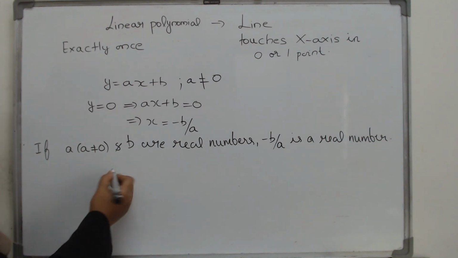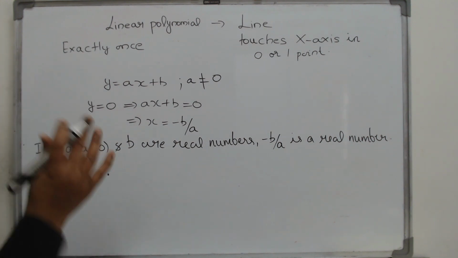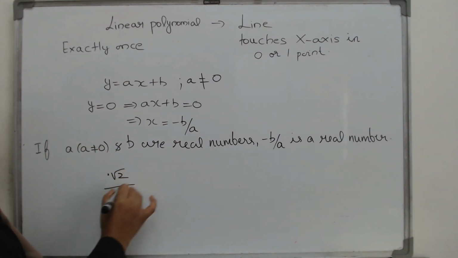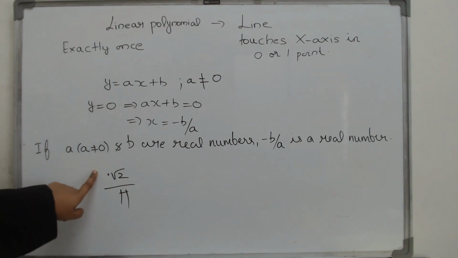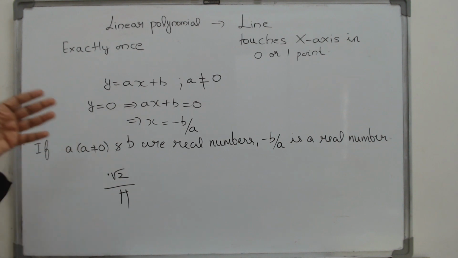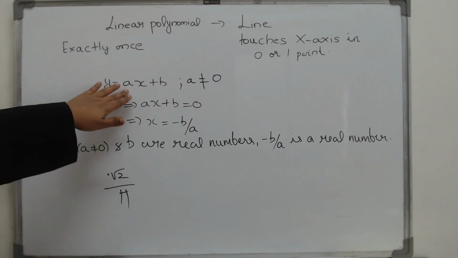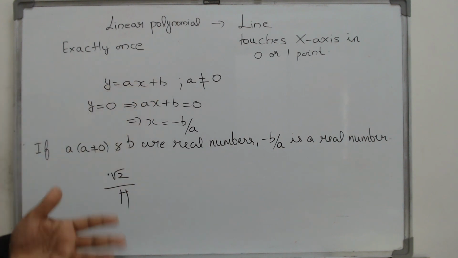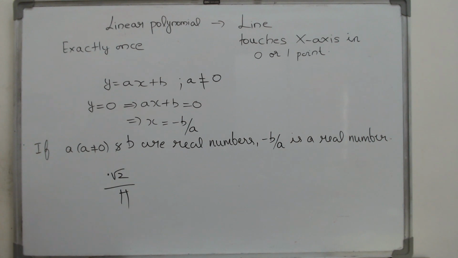Suppose I take anything that you think of, for example, root 2 by pi. If this is a real number and this is a real number, then their ratio will also be a real number. You cannot say that I have an a, I have a b, but I do not have a b by a. That sort of an argument does not make sense, right?